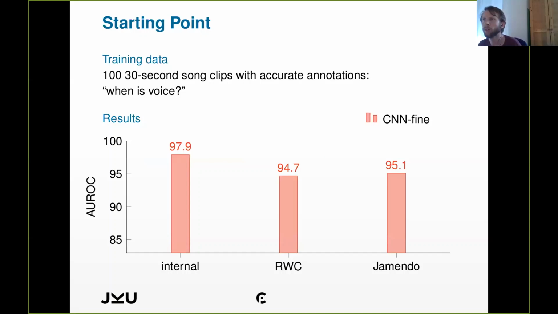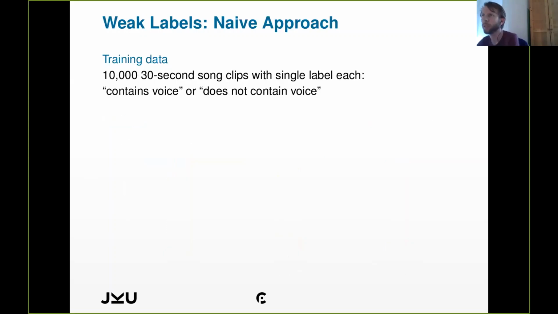And these are the results for our baseline, where I trained the network on 100 accurately annotated training examples on 3 different data sets. We will use this as a point of comparison now for the system that I'm training on the 10,000 weakly labeled examples. And now we will look at how I did this.